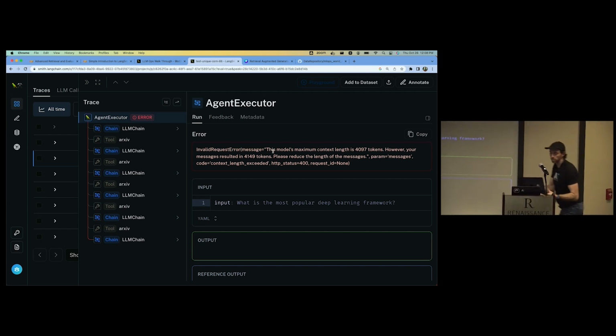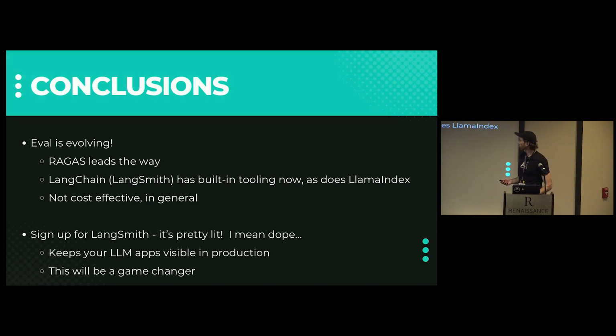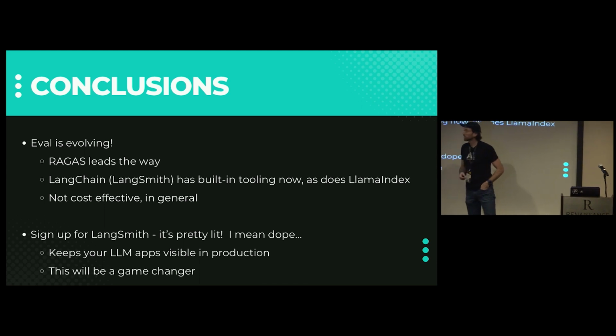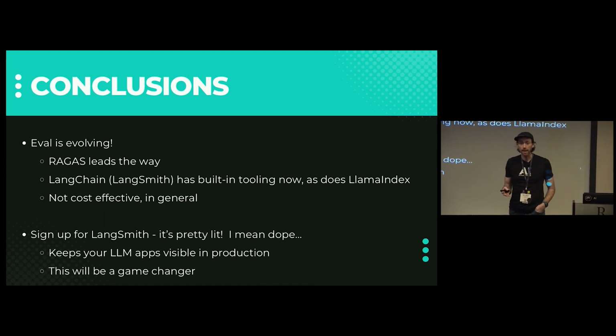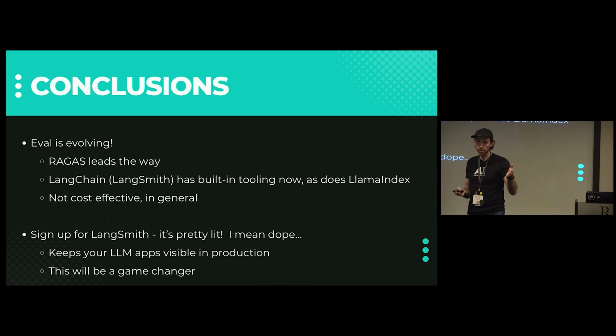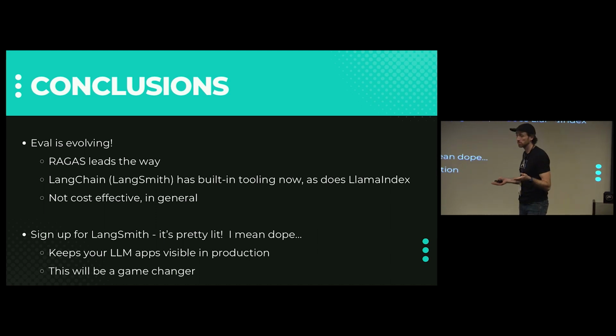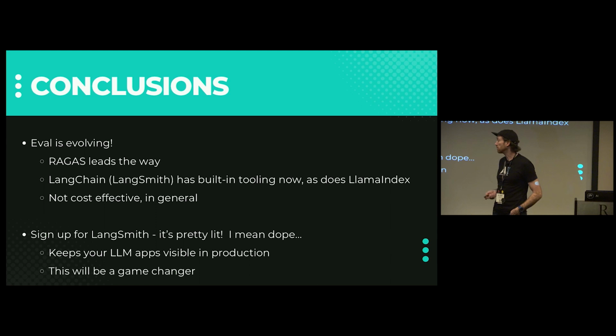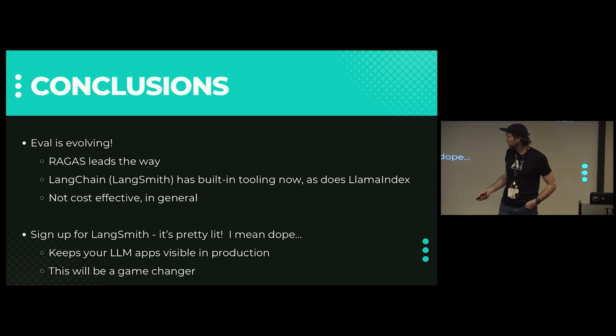Right, so let's go ahead and close this thing out. In conclusion, eval is very much evolving. Ragas is absolutely leading the way, and we see that eval, whether you do it with humans or with machines, is not super cheap in general. So make sure that it's worthwhile and you're evaluating useful things, for sure. We're seeing LangChain, aka LangSmith, build in tooling to actually evaluate. We're also seeing LlamaIndex do the same thing. And yeah, definitely sign up.